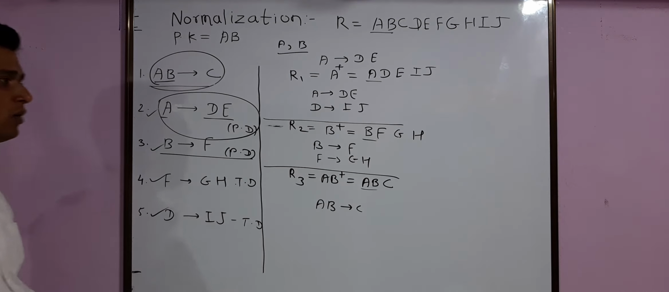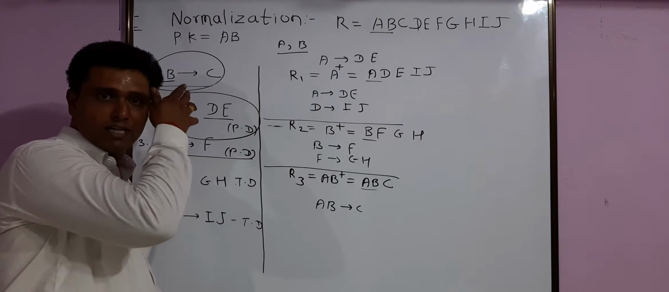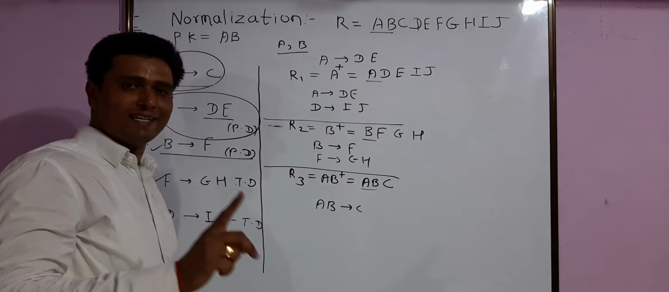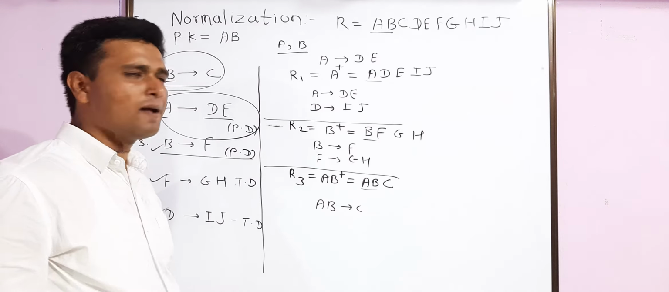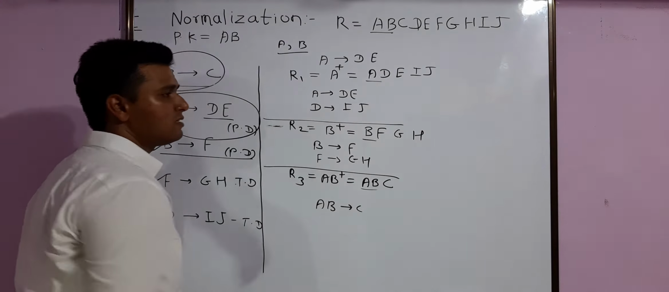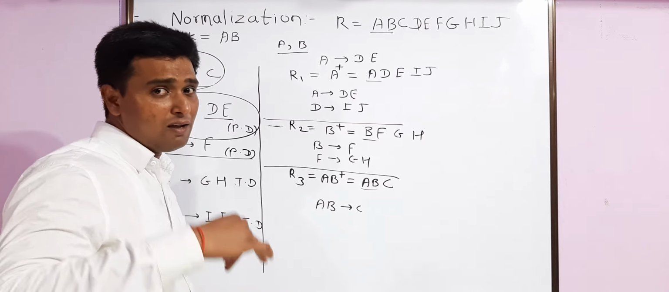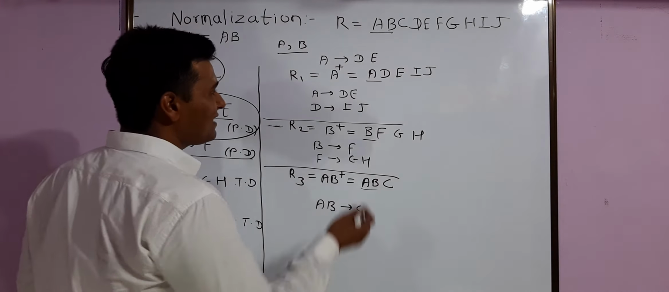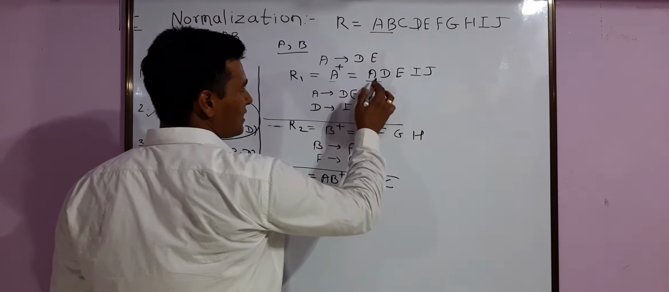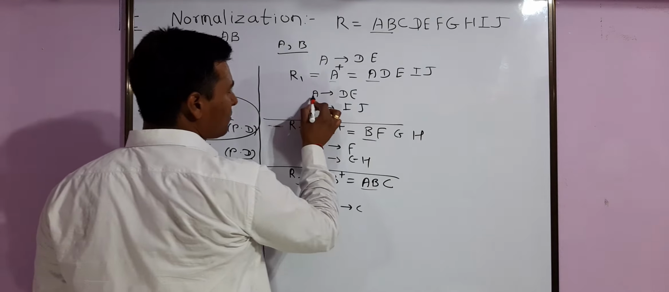Now it's very important to understand. We have to check whether relation R1 is in 2NF or not. How to check? For those functional dependencies, there should not exist any partial dependency. What is the key here? The key is A. In this case, the key is A. So A determines DE.